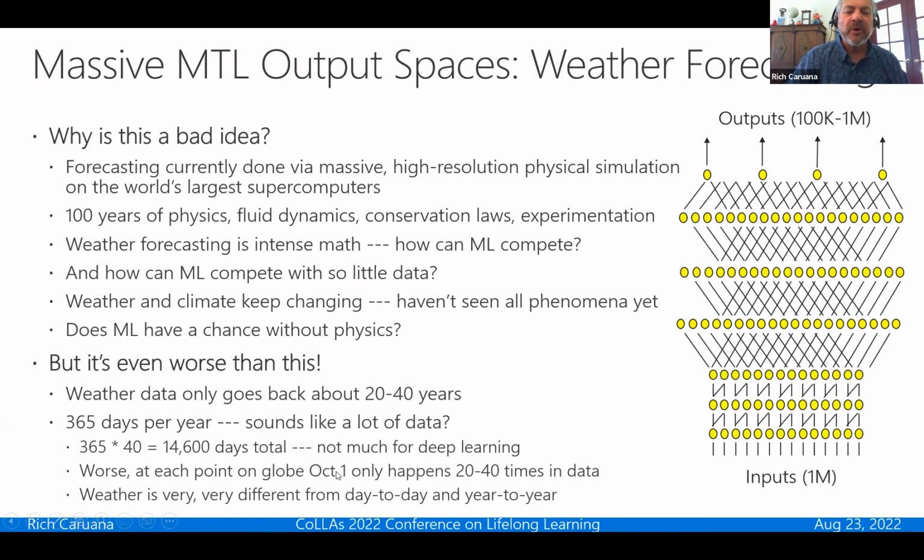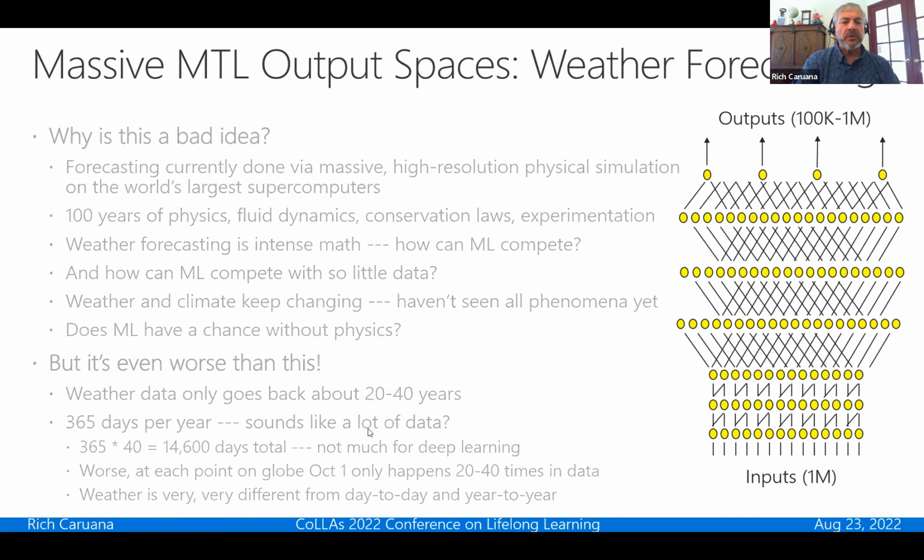Because October 1st at each point in the globe only happens once per year. So if you've got 20 years of data, you've only got October 1st 20 times in your data set. And yes, October 2nd and October 3rd are kind of similar to October 1st, but they're not the same. So you really don't have very much data, and the weather really changes pretty rapidly from day to day. So it turns out you're very data poor when you try to do this.